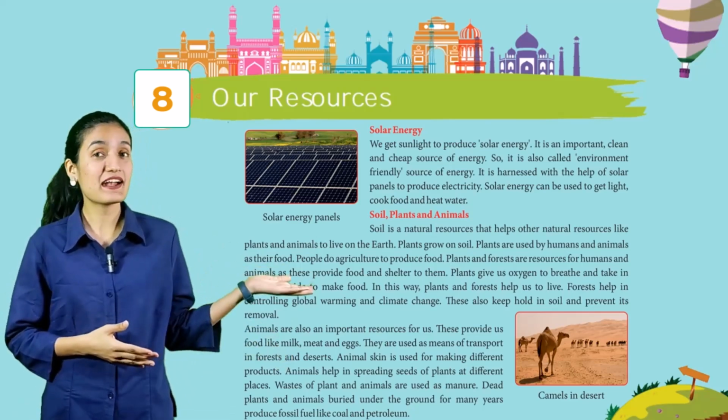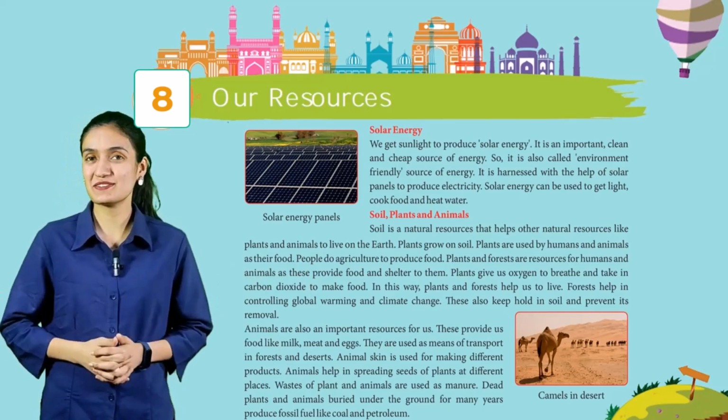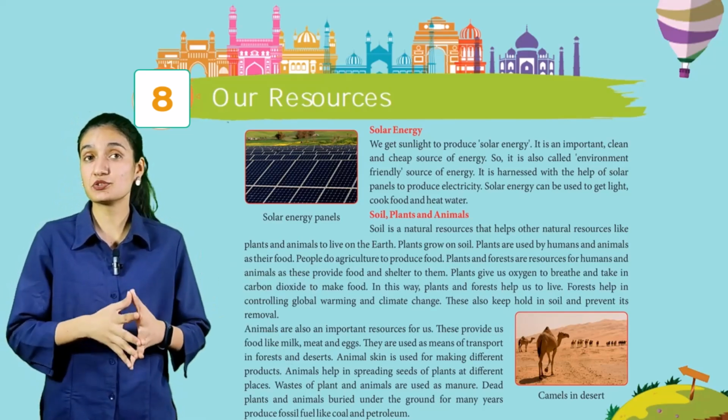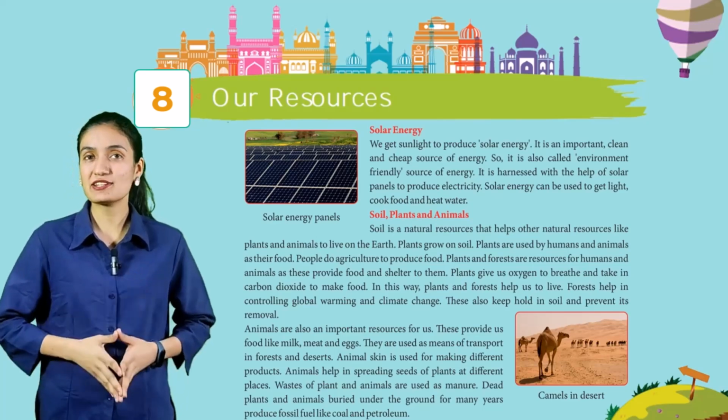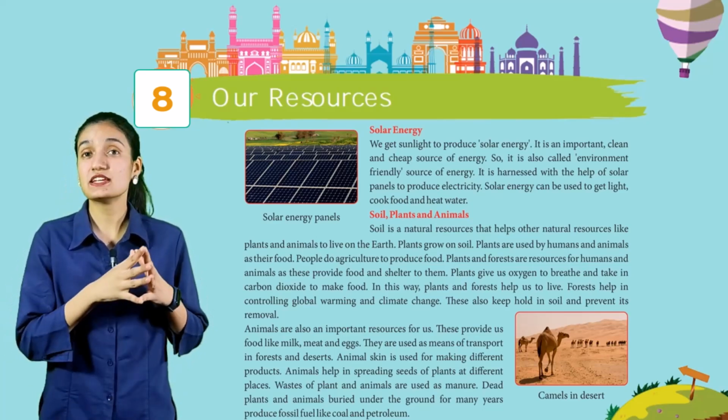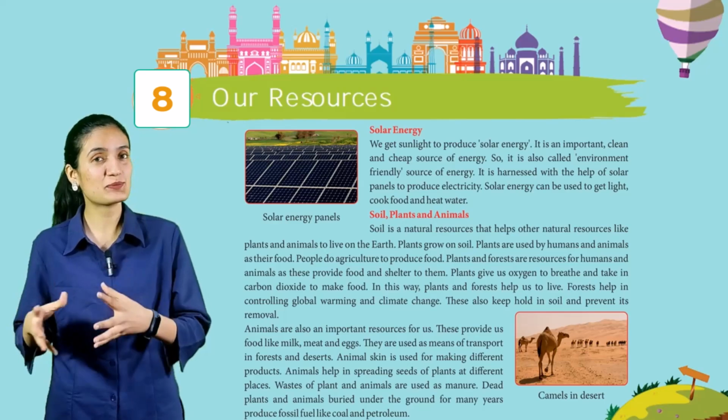Plants give us oxygen to breathe and take in carbon dioxide to make food. In this way, plants and forests help us to live. Forests help in controlling global warming and climate change. These also keep hold in soil and prevent its removal.